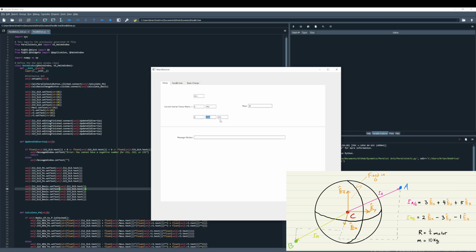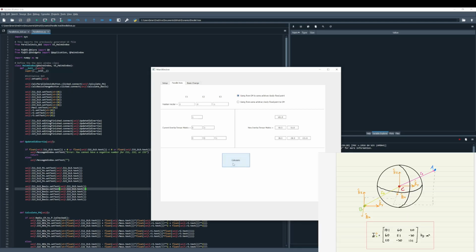Now that we're at the center of mass, I'm going to change these back. And now we're going to go to point B. I'm changing this back to we're at the center of mass. I'm going to hit parallel axis. The position vector that goes from C to B was 2, -3, -1. So 2, -3, -1. And now we're going to change this button again, so we go from the center of mass to some arbitrary body fixed point. We're going to hit calculate. And I am looking at our notes to see if this is the same thing we got. 101, 51, 131, 60, 20, -30. Okay, so it worked. So we are now at point B, represented in frame G.